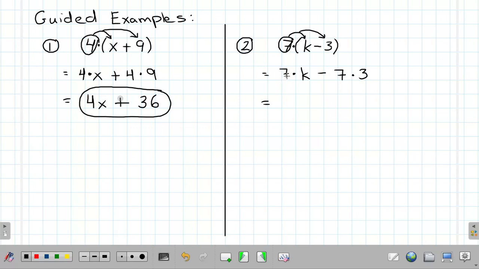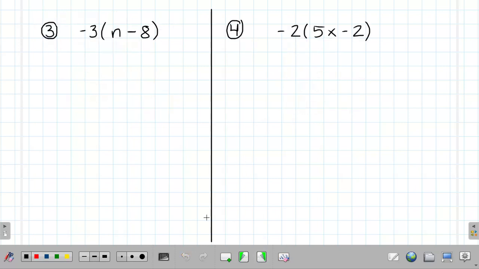So what we end up here with is 7 times k. Well, we can just rewrite that as 7k minus 7 times 3. Once again, times tables coming in handy. That's 21. And then the same reasoning as example number 1, this is a variable term. 7k is a variable term minus a constant term. We can't simplify that any further, so we end up stopping there.